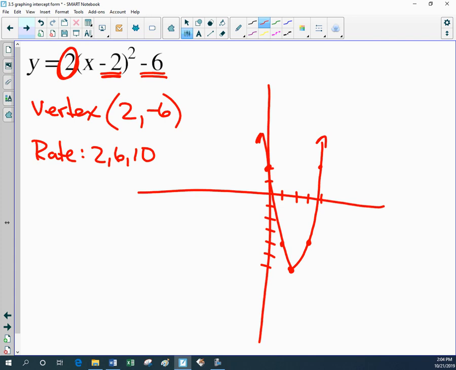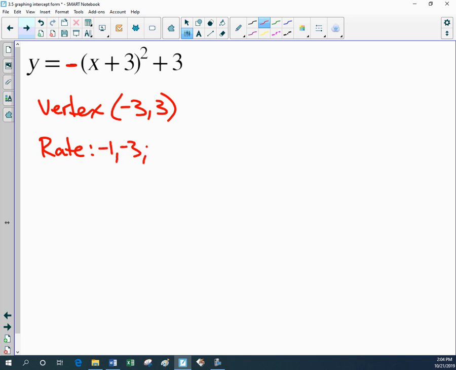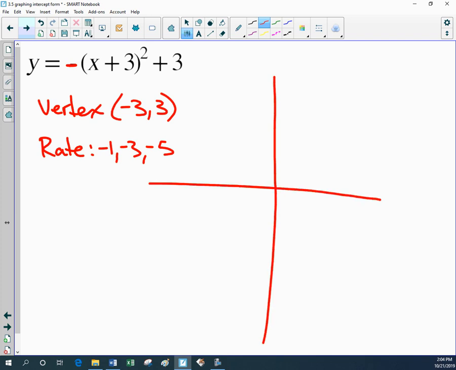Okay, then the last example of vertex form. So the vertex is at -3, +3. The rate, so a is -1. So -1 times 1, 3, 5, so -1, -3, -5. So the vertex, -3, +3, is right here. Okay, then use our rate to graph it.